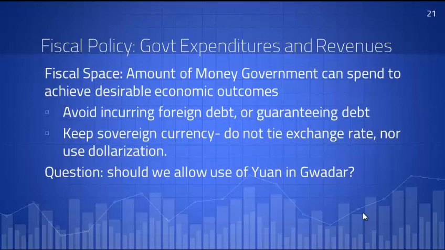So fiscal policy has to do with how much the government spends and how much the government earns. Fiscal space is the amount that the government can spend safely in order to achieve desirable outcomes. If the government goes out and spends wildly, it will disrupt the economic system, obviously. Because basically, if the government buys up all the resources, there will not be enough left for others to have. And so that will lead to various kinds of undesirable outcomes. But the government can do it. That's very important. So basically, in order to prevent being tied down, in order to be able to spend comfortably on what needs to be done, the government should avoid incurring foreign debts or guaranteeing debt.